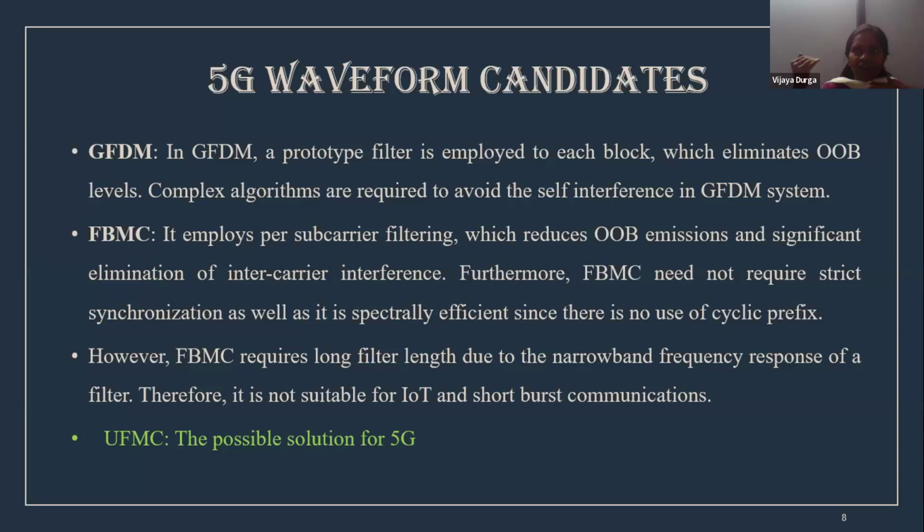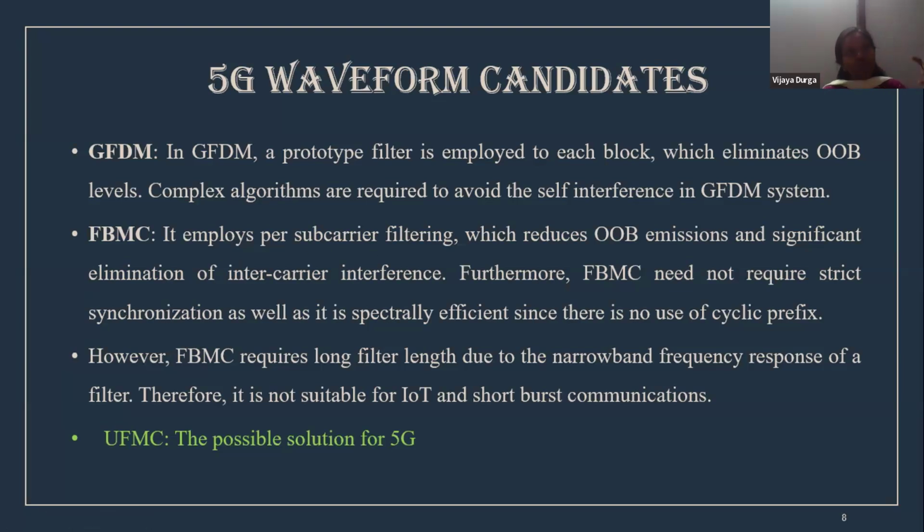Because of that, leakage is there. So to avoid that drawback, in 5G, all the waveforms are filtered waveforms. In GFDM also, a prototype filter is employed on each block, which eliminates out of band levels. But the drawback of GFDM is that to eliminate the self-interference, we need a complex algorithm, so computational complexity is very high. For that, we'll go for FBMC, which is filter bank multicarrier. As the name implies, a bank of filters is used, and it's multicarrier. Here, it employs per subcarrier filtering.